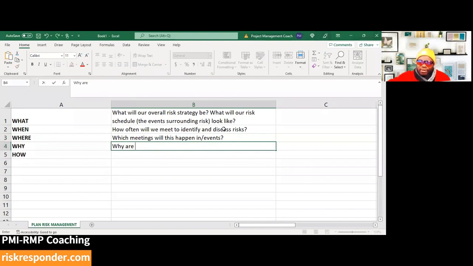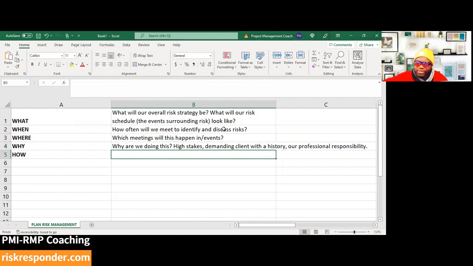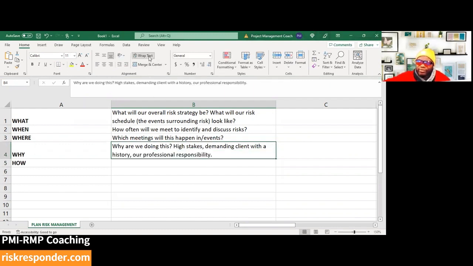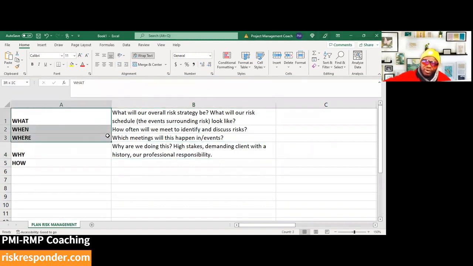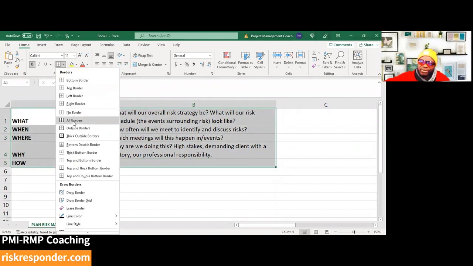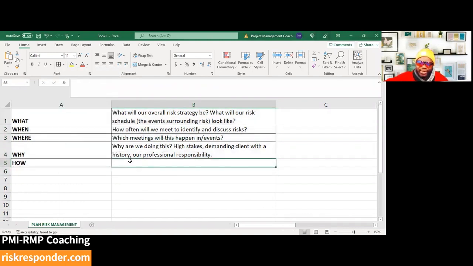Why are we doing this? We could say it's high stakes, a demanding client with a history, and it's a professional responsibility. A lot of people don't see it as a professional responsibility, but it really is. I often laugh at people who say, well, we don't have the budget, Phil. All of this requires money. I'm like, just carve out a few minutes of your day with your team to talk about this, right? So you could have 15 minutes every week to discuss and address risk items, right?